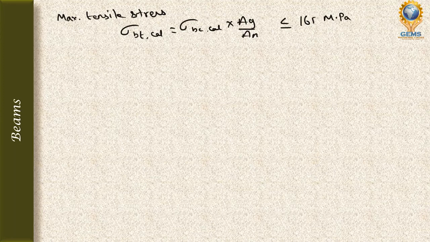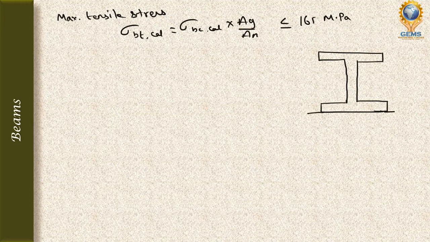So here, assume this is an I section. We are going to use the cover plate here, on both sides. So how will we connect this cover plate? By using a rivet we are going to connect.